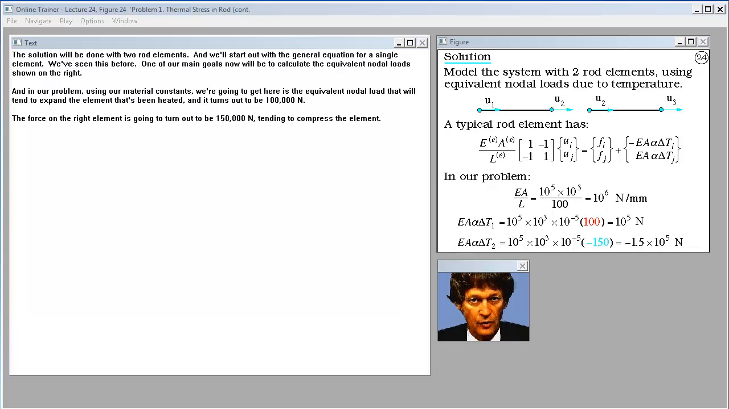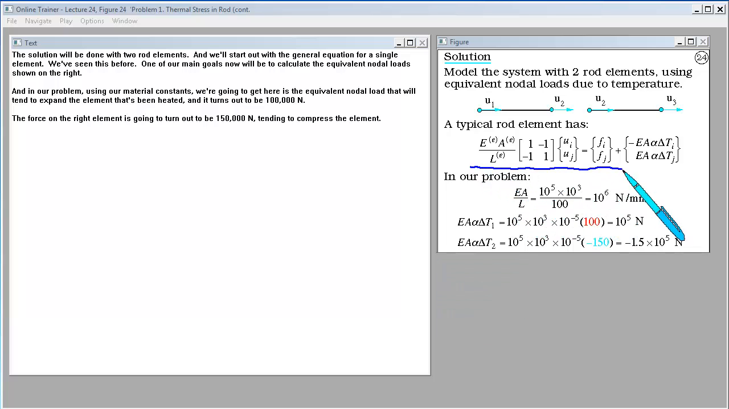The solution will be done with 2 rod elements, and we'll start out with the general equation for a single element. We've seen this before. One of our main goals now will be to calculate the equivalent nodal load shown on the right. And in our problem, using our material constants, here is the equivalent nodal load that will tend to expand the element that's been heated, and it turns out to be 100,000 newtons. The force on the right element is going to turn out to be 150,000 newtons, tending to compress the element.